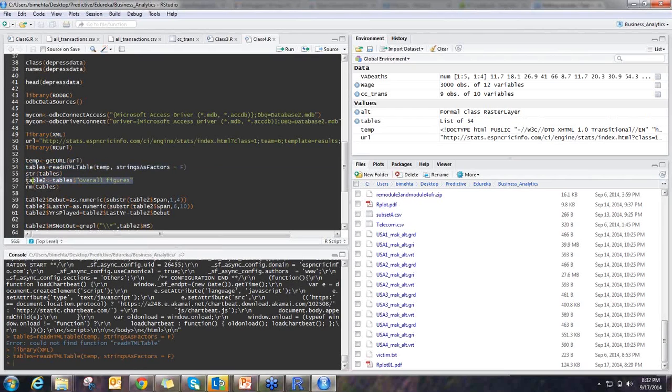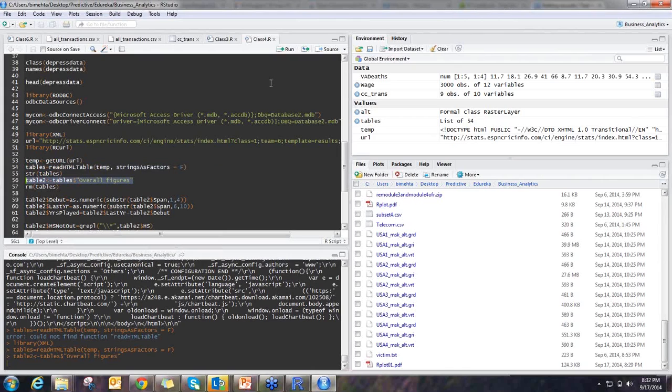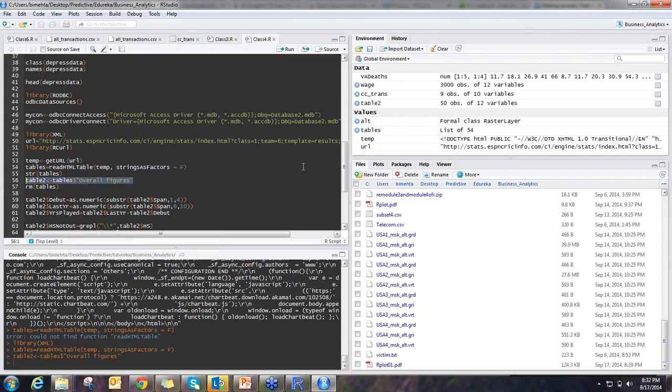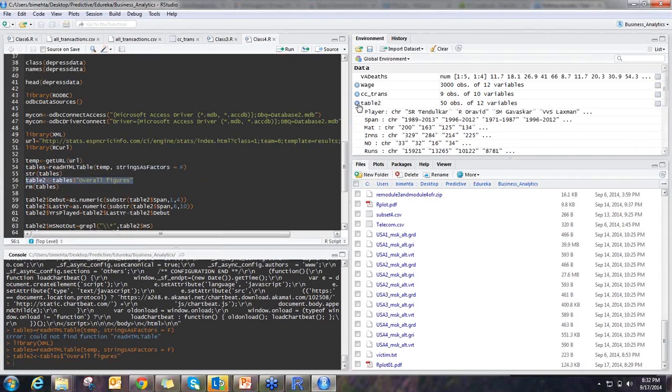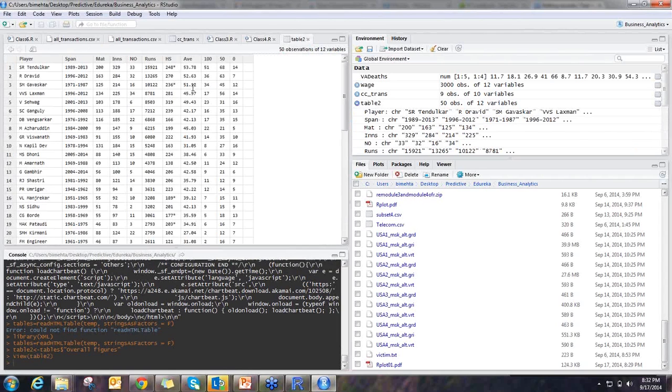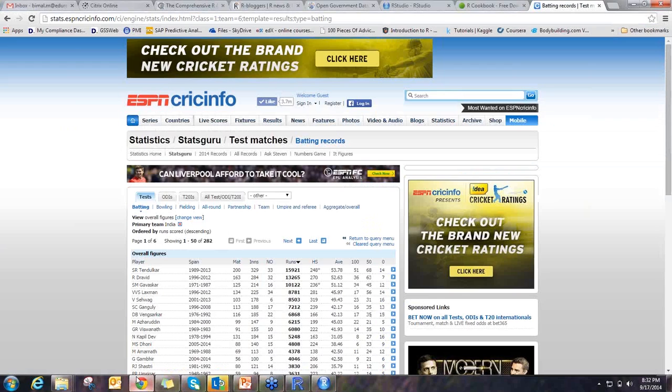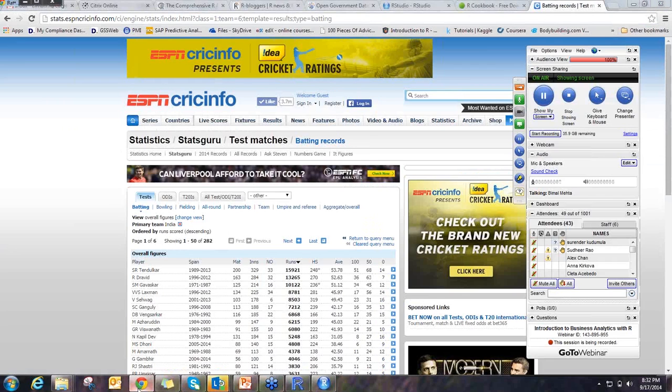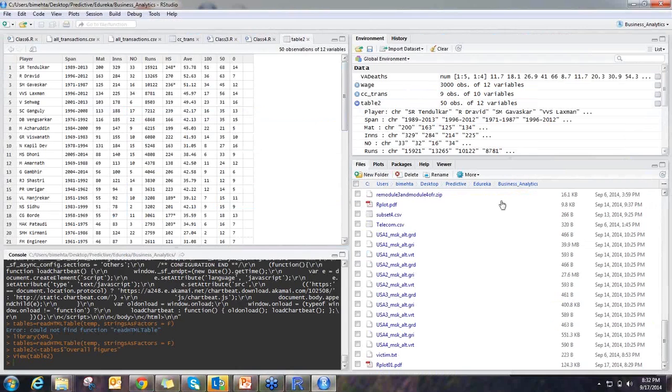So I've read that table. Now from that table I want the overall figures table, table 2. If you see this, I've created table 2 and this table 2 is now in R. If I look here, it's exactly the same as what you saw on Cricinfo. This one. So now I've got it in R. By doing what? Only 3 steps. Within 2 minutes this entire table was available for me in R.